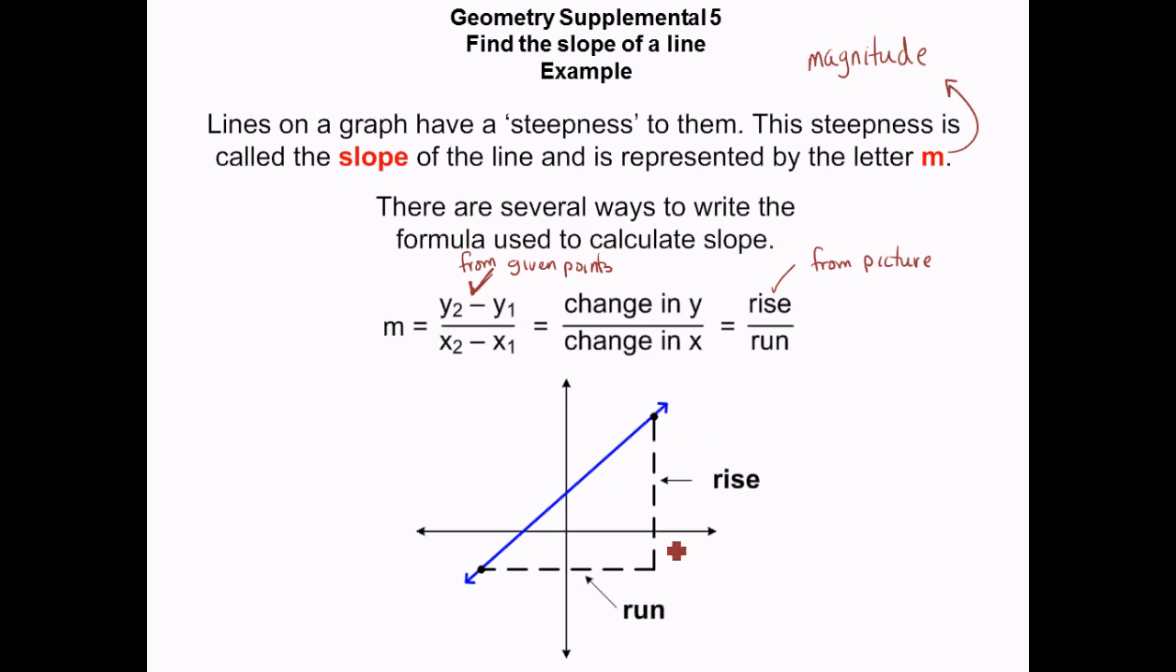This is just what it means. The rise is how far up or down you go, and the run is how far you go right or left. Now when you're counting rise over run, if you go up and then to the right, you'll have a positive number. If you go down first and then to the right, you will have a negative number.